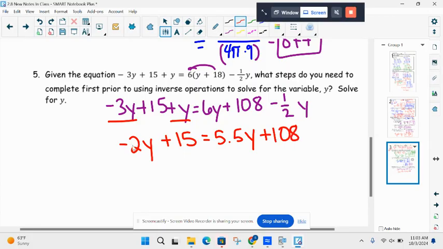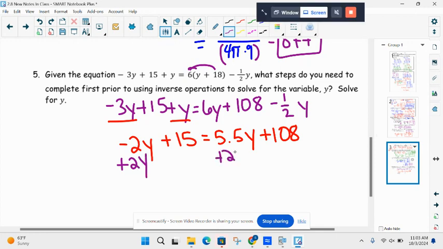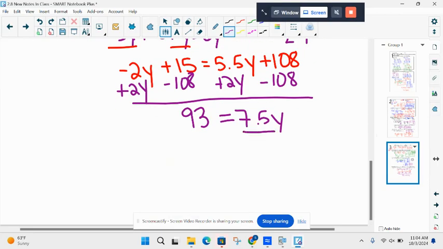Then when you move terms across the equal sign, that's when you have to do the opposite. So we're going to add the 2y over so that the y can be positive, and then subtract the 108 over. So 15 minus 108 is 93 equals 7.5y, and you would divide by 7.5.